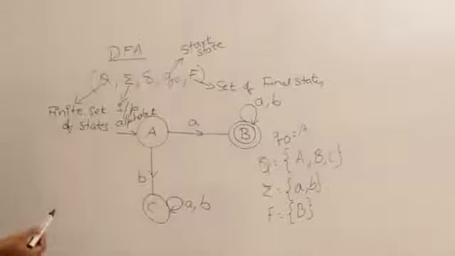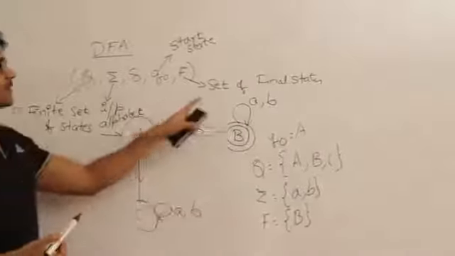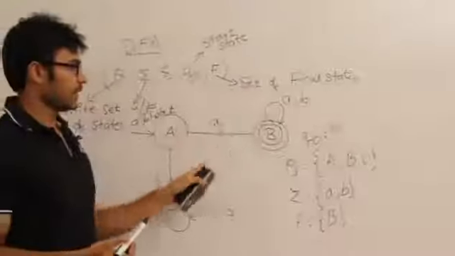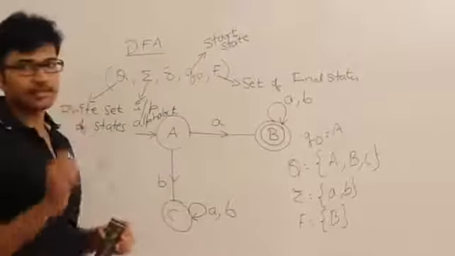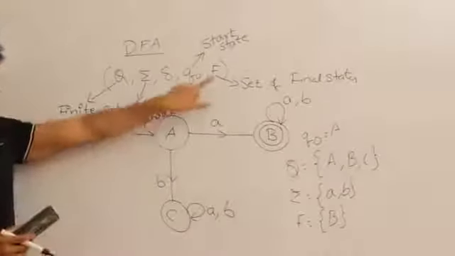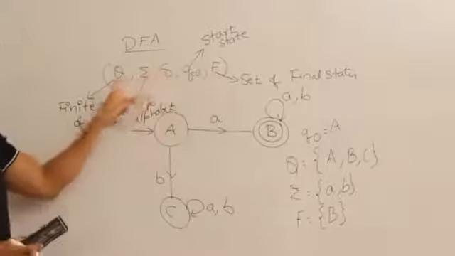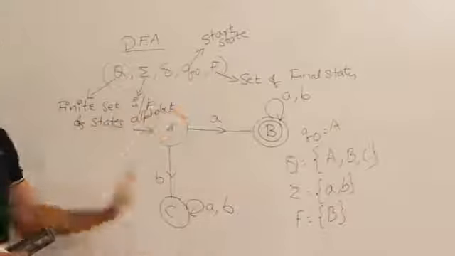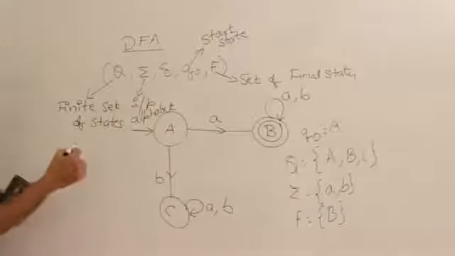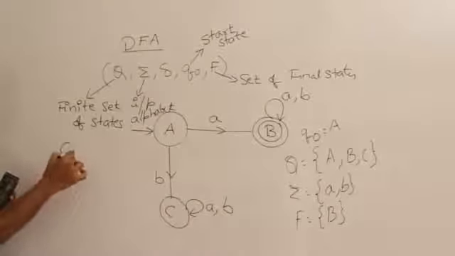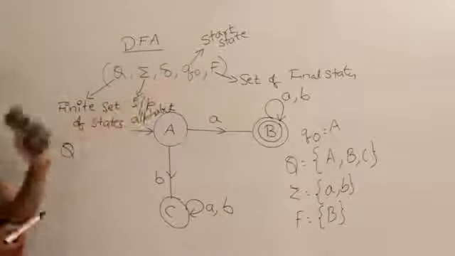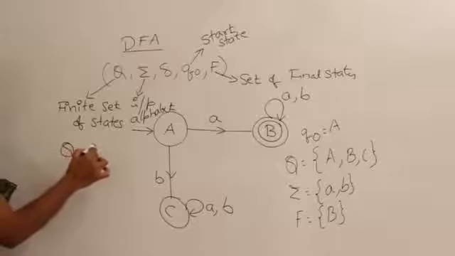If you look at F, I am saying that it is a set, which means there can be a DFA with more than one final state, and those final states are obviously one or a few of the states from the set of all states possible. So the relation between all these states and the final state is this.